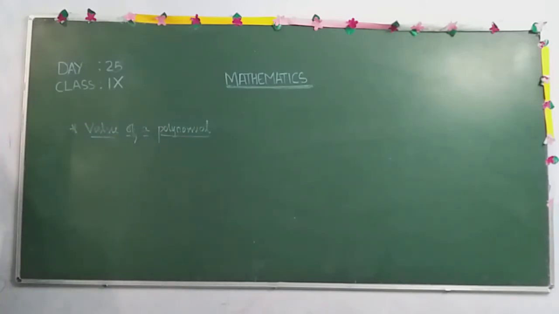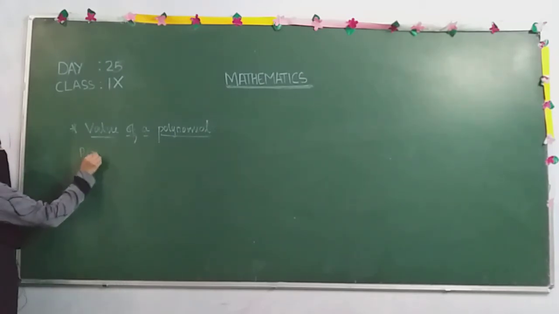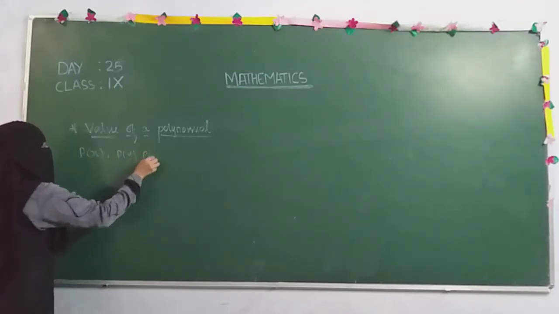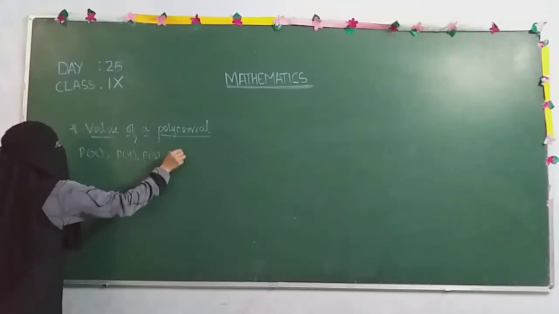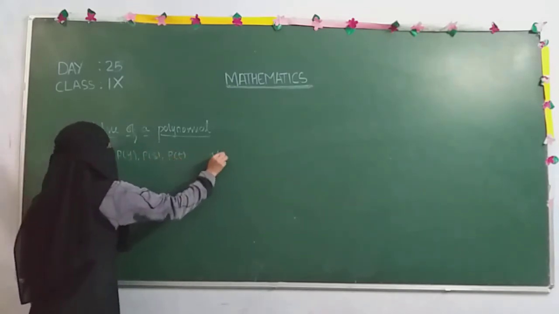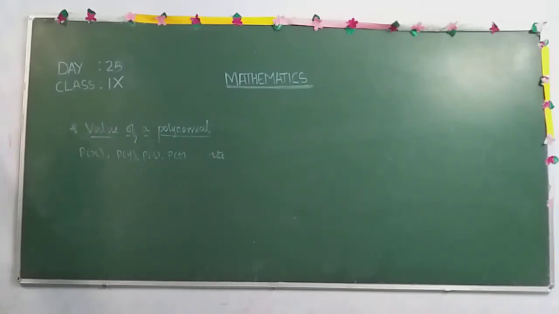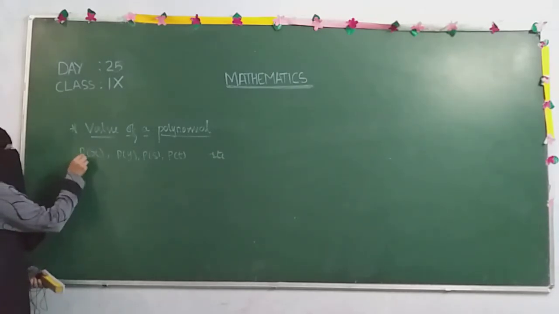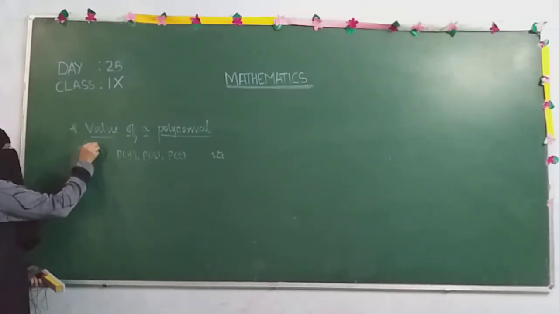value of a polynomial. Suppose all the time we will write the polynomial as p of x. You can write p of y also, p of s, p of t, etc. In place of this x, y, s, t, you can choose any variable. We have the letters from a to z. From those you can choose any variable and write. Writing in this form, you can say that this is a polynomial in variable x.